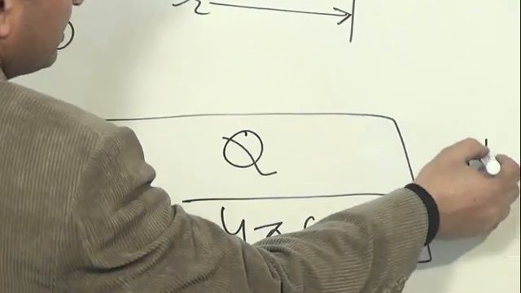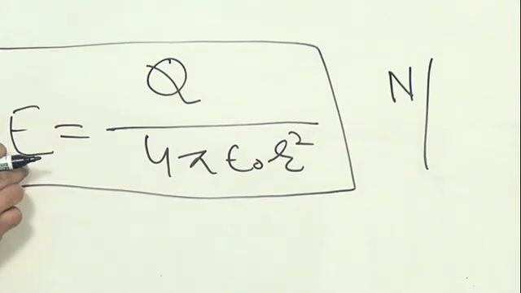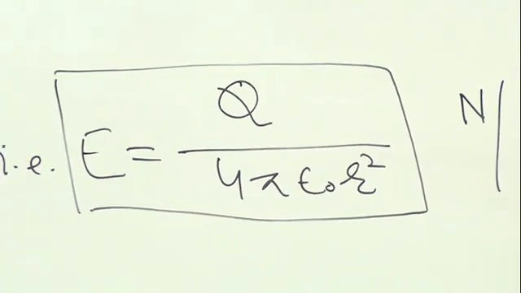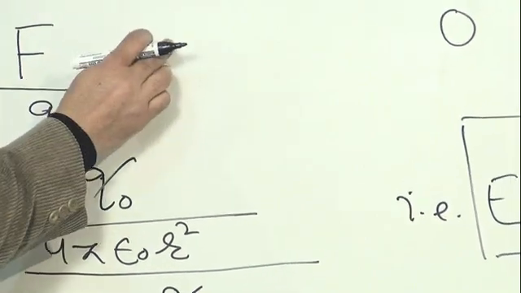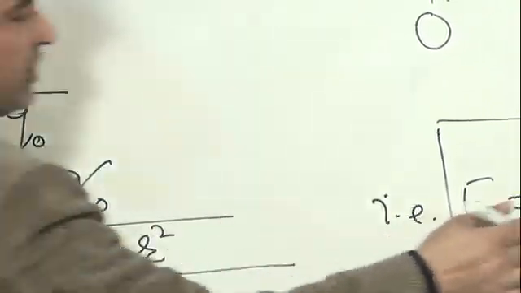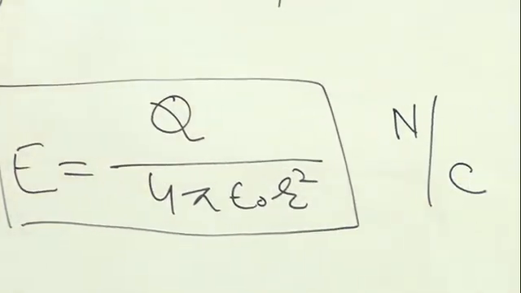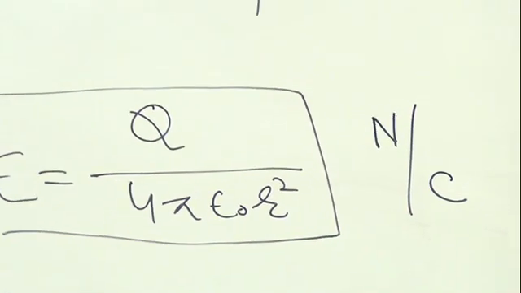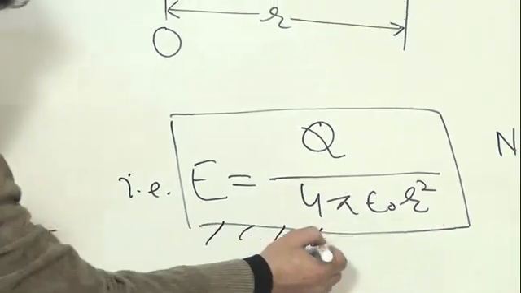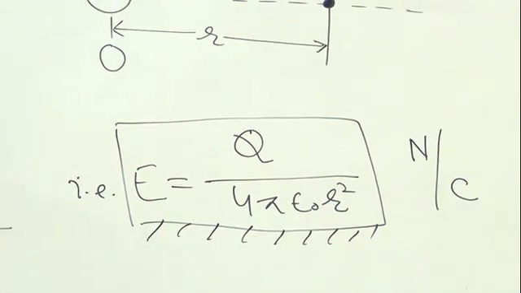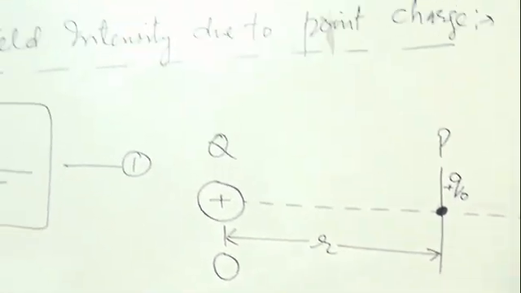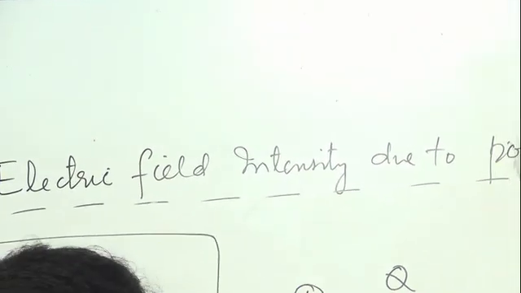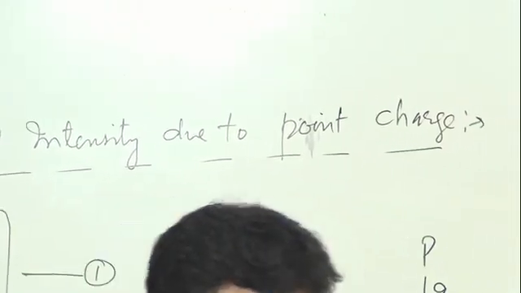The units of electric field intensity, from its definition, are force per unit charge. Force is measured in newtons and charge in coulombs, therefore the units are newton per coulomb. So this is the expression for electric field intensity due to point charge at distance R from the point charge.